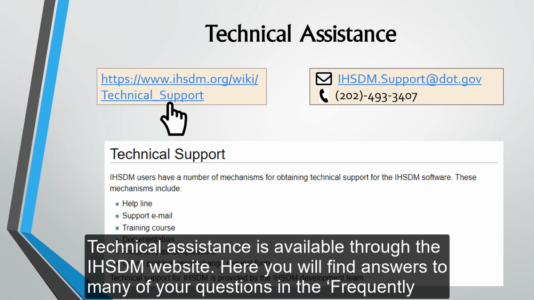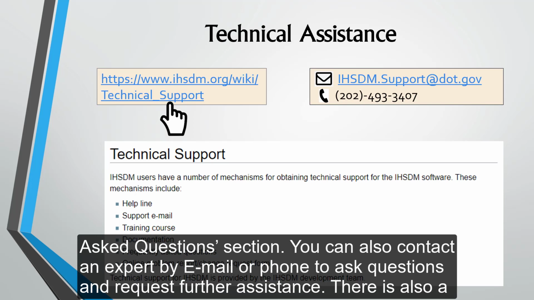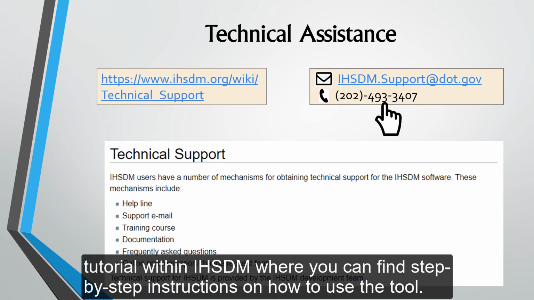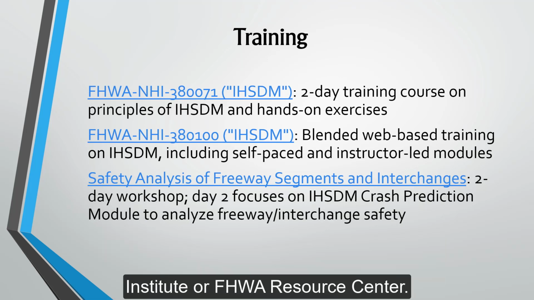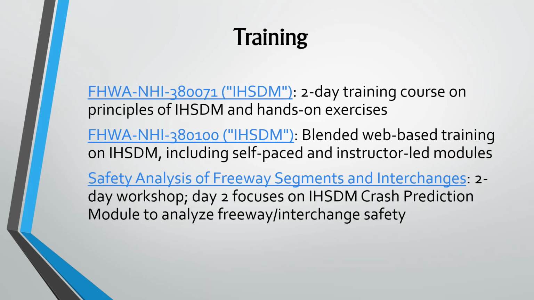Technical assistance is available through the IHSDM website. Here, you will find answers to many of your questions in the Frequently Asked Questions section. You can also contact an expert by email or phone to ask questions and request further assistance. There is also a tutorial within IHSDM where you can find step-by-step instructions on how to use the tool. If you are interested in learning more about IHSDM, you can request further training through these links to the National Highway Institute or FHWA Resource Center.